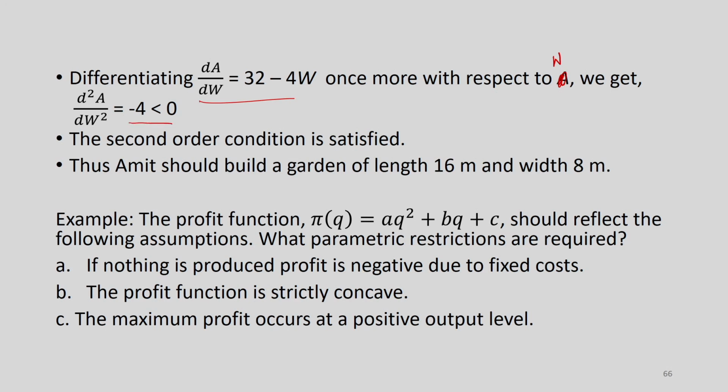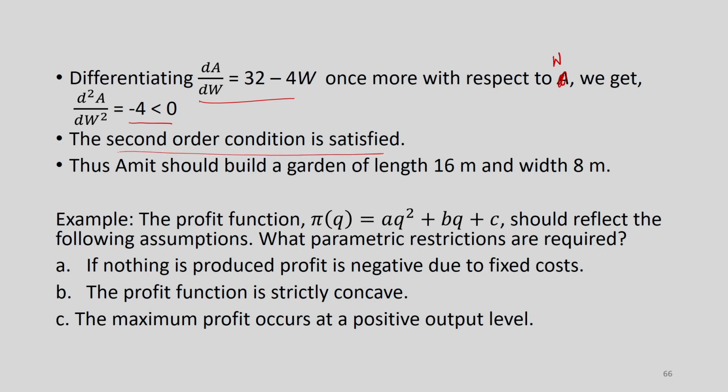Minus 4 is always negative irrespective of what W you put there. So, the second derivative is negative, which makes the function concave. A is a concave function of W. Therefore, the W star we got is the maximum point. So, the second order condition is indeed satisfied.